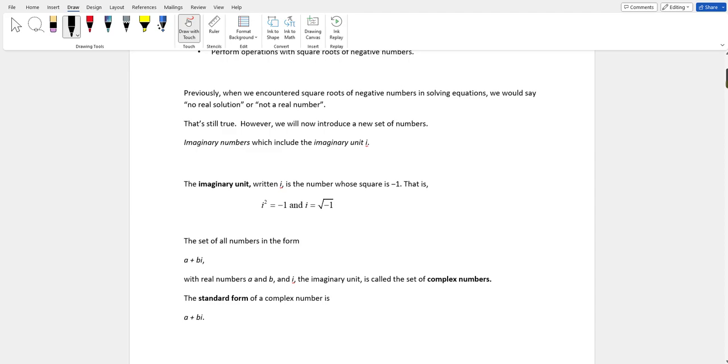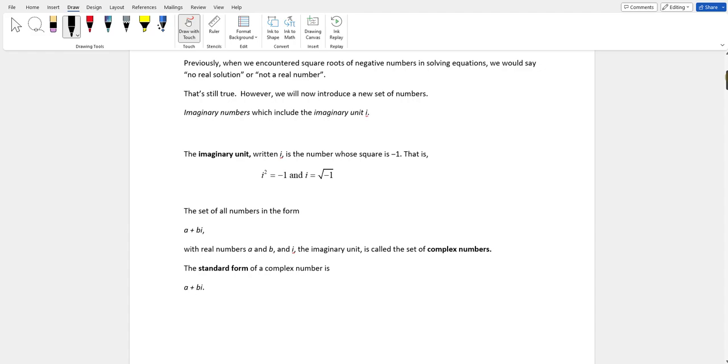So the imaginary unit, written as i, is the number whose square is -1. That is, i squared is equal to -1 and i is equal to the square root of -1. The set of all numbers in the form of a plus bi, with real numbers a and b and i being the imaginary unit, is called the set of complex numbers. You will write in standard form a plus bi. Now when you take my test or quiz, I don't care if you write it as bi plus a. In my math lab, they want you to write it as a plus bi, but if you switch it, it'll still accept the answer.